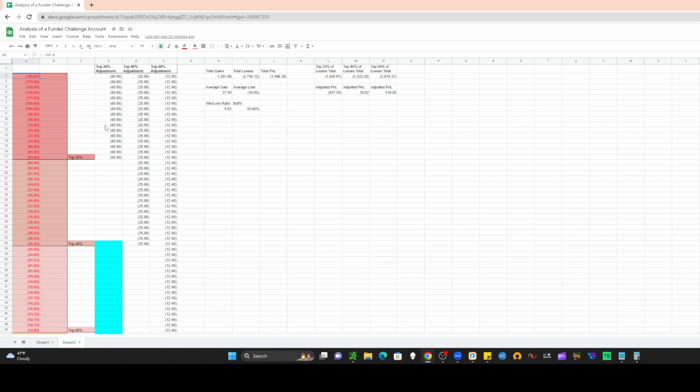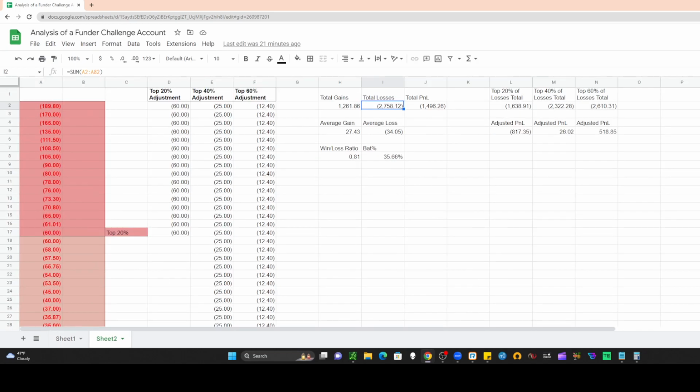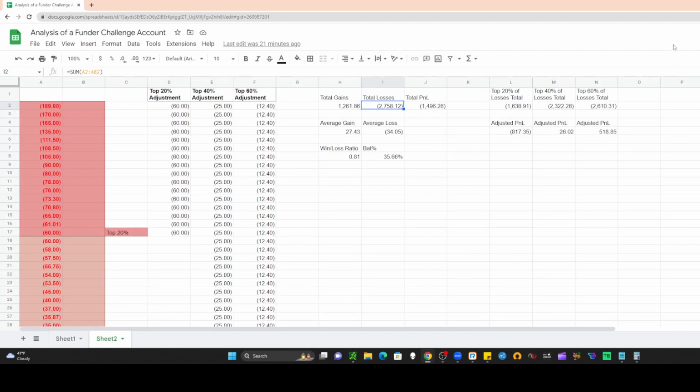Now, I'm going to go over what the other stuff I did in a second, but taking the averages, here's what we get. The total gains would be $1,261.86. And the total losses, this is net, would be negative $2,758.12. Okay, let me just make this a little bit bigger so you guys can see what I'm doing. I think that's a little too large. There we go. Okay, so here's what I did.